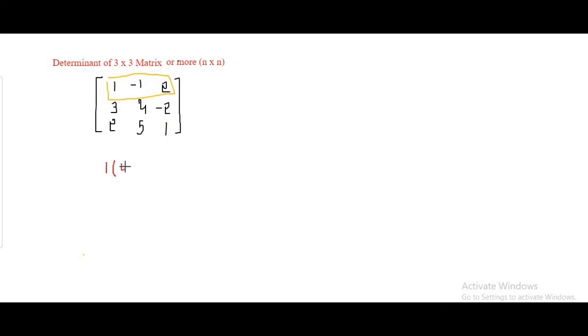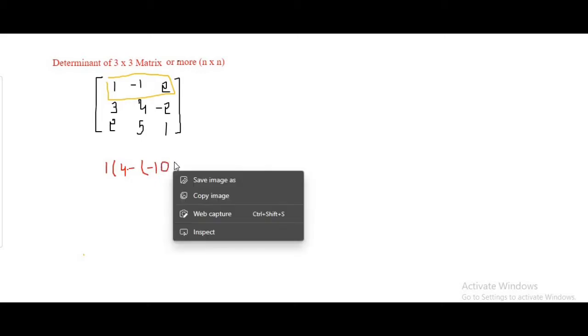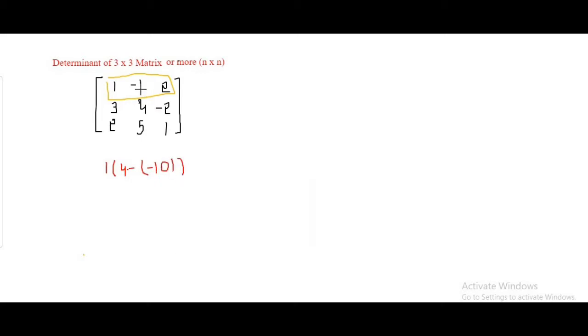So 1 times the determinant of 4, negative 2, 5, 1. 4 times 1 is 4, and 5 times negative 2 is negative 10. Negative of negative 10 is positive 10. And there we get an alternative symbol for this minus 1, which becomes plus 1 times the remaining determinant. 3 times 1 is 3, and 2 times negative 2 is negative 4, and we have to subtract it, so it becomes positive 4.